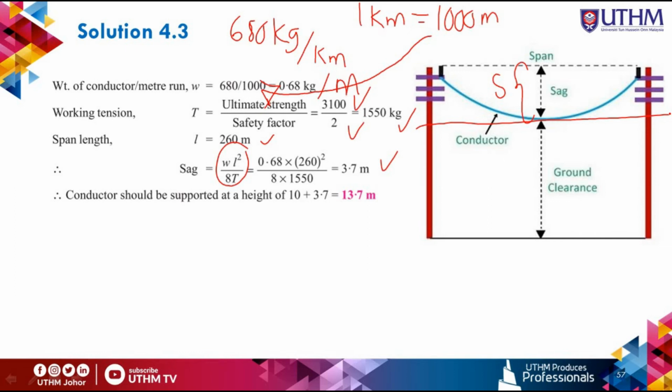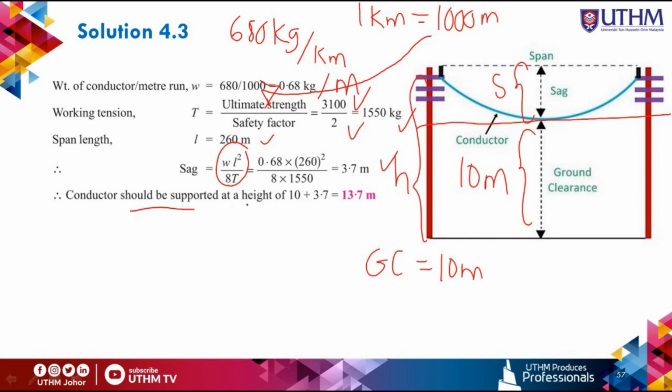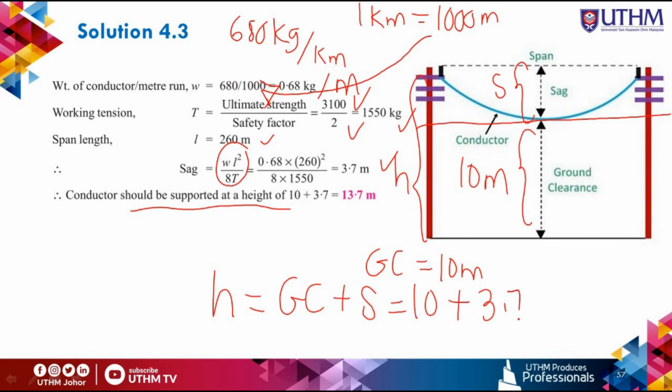As we know from the question, the ground clearance is 10 meters. So here is 10 meters. Then we can get the value of H, which is the height at which the conductor should be supported: H equals ground clearance plus sag, which is 10 meters plus 3.7. So you get 13.7 meters.